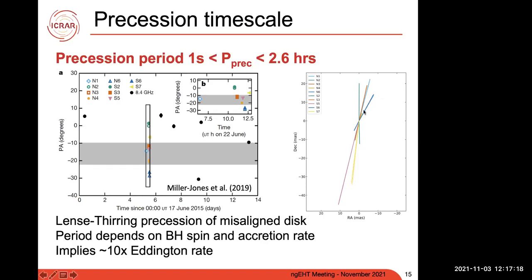So you can see the precession cone showing up very well as I plot the vectors of each of the components on this right-hand figure. So the best explanation for this precession was that it was actually Lense-Thirring precession of a misaligned accretion disk. The period of that precession should depend on the black hole spin and its accretion rate. And for the range of periods that we're considering, this implied an accretion rate of about 10 times the Eddington rate, depending on what the spin was.